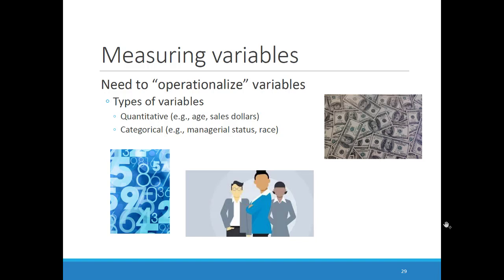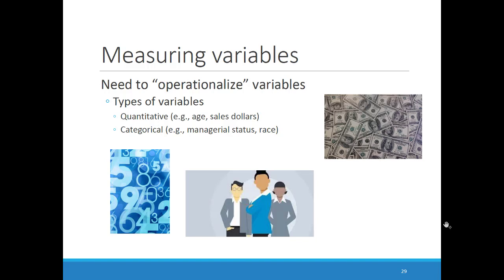So there are two main categories or types of variables. We have quantitative variables. Quantitative means numeric. For example, these include age. So everyone has an age, and your age is a number. As your age goes up, numbers go up, so it's quantitative. The numbers have meaning there. Sales dollars is another example of a quantitative measure.